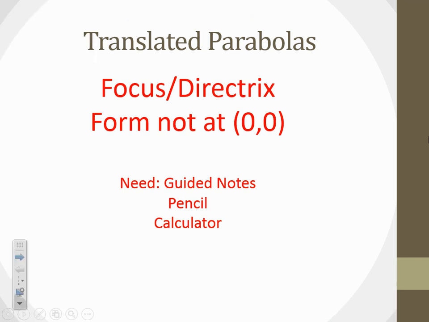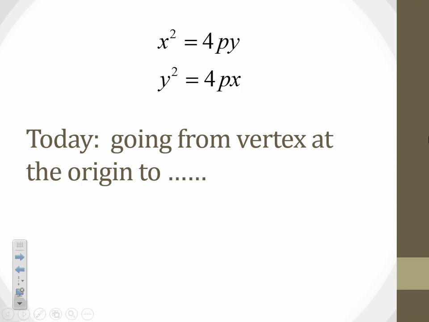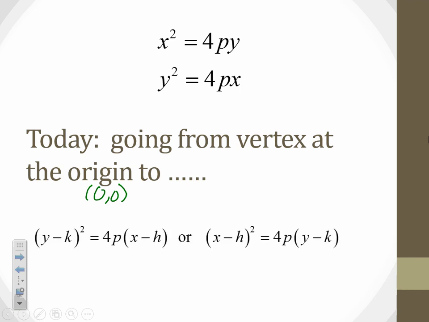Welcome, ladies and gentlemen. Today we're going to talk about translated parabolas and focus Directrix forms that are not at 0, 0 for the vertex. The other day we worked with x squared equals 4py and y squared equals 4px, where the vertex was at the origin, 0, 0. Today we're going to talk about graphs of parabolas that are not at 0, 0. So we have these two new forms.